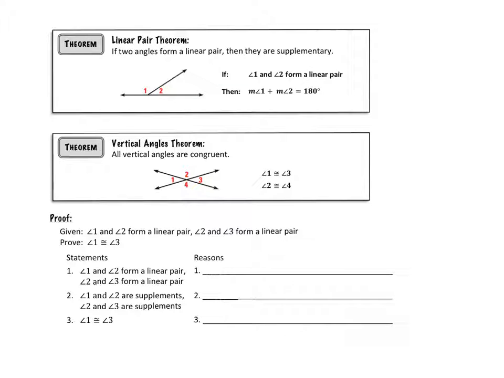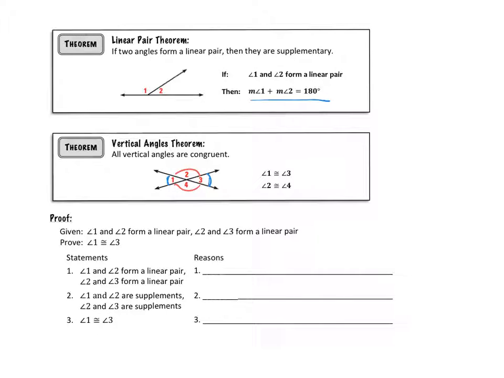Our last two theorems are the linear pair theorem and the vertical angles theorem. Well, last two for this section anyway. The linear pair theorem says if two angles form a linear pair, then they are supplementary, which means that their measures add to be 180 degrees. The vertical angles theorem says that all vertical angles are congruent. So in this diagram, angles 1 and 3, and angles 2 and 4.